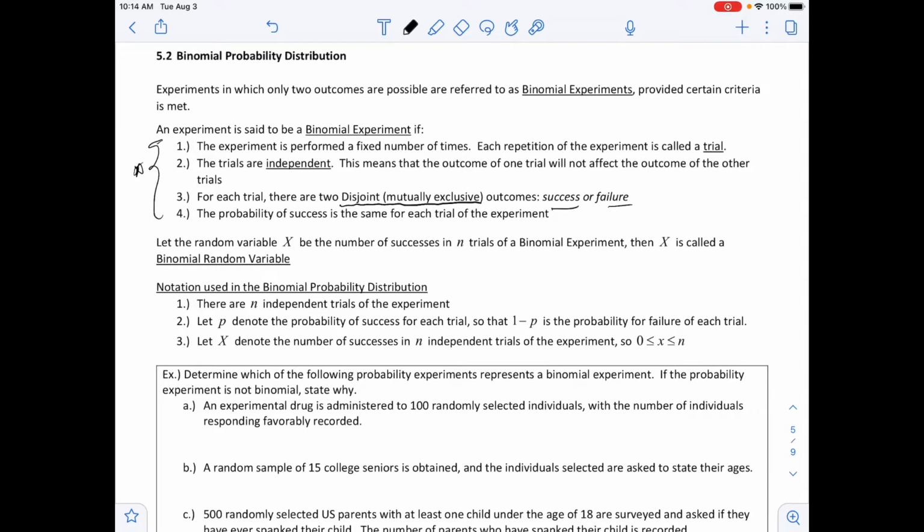So some notation here that we will be using. First one is there's n independent trials of the experiment. p is the probability of success. So 1 minus p, or we also sometimes will call that q, is the probability of failure for each trial. And then three, let x denote the number of successes in n independent trials of the experiment, so that x is somewhere between 0, could equal 0, and n, and it could equal n.